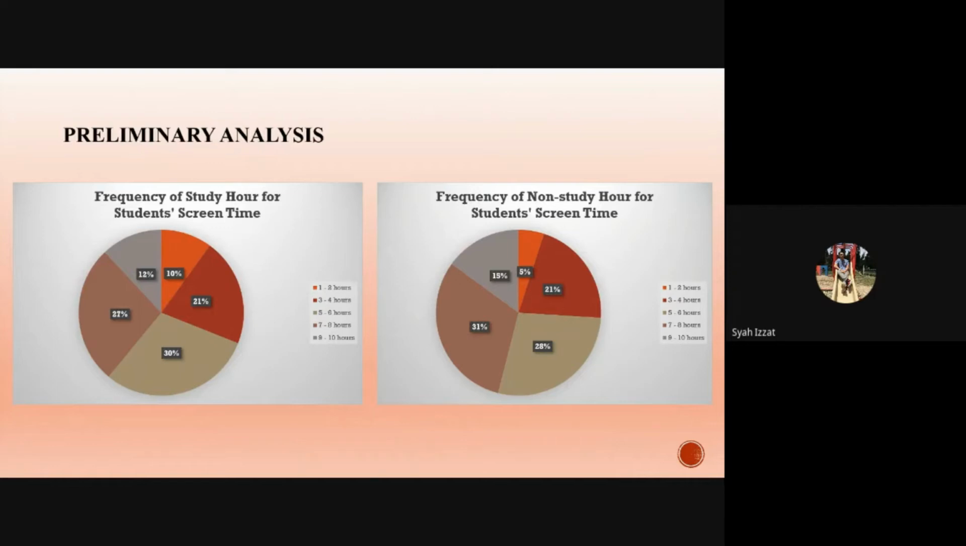So the next one is the frequency of non-study hour for student screen time. Students use the phone for non-educational purposes, other than joining class or anything. The least one is 5% of the respondents, who use the smartphone for 1 to 2 hours, and the next one is 15% of the respondents who use their smartphone for 9 to 10 hours, and 21% of the respondents use their phone for 3 to 4 hours. Then 28% of the respondents use their smartphone for 5 to 6 hours, and the last one is the most, 31% of the respondents, who use 7 to 8 hours for non-study hours.